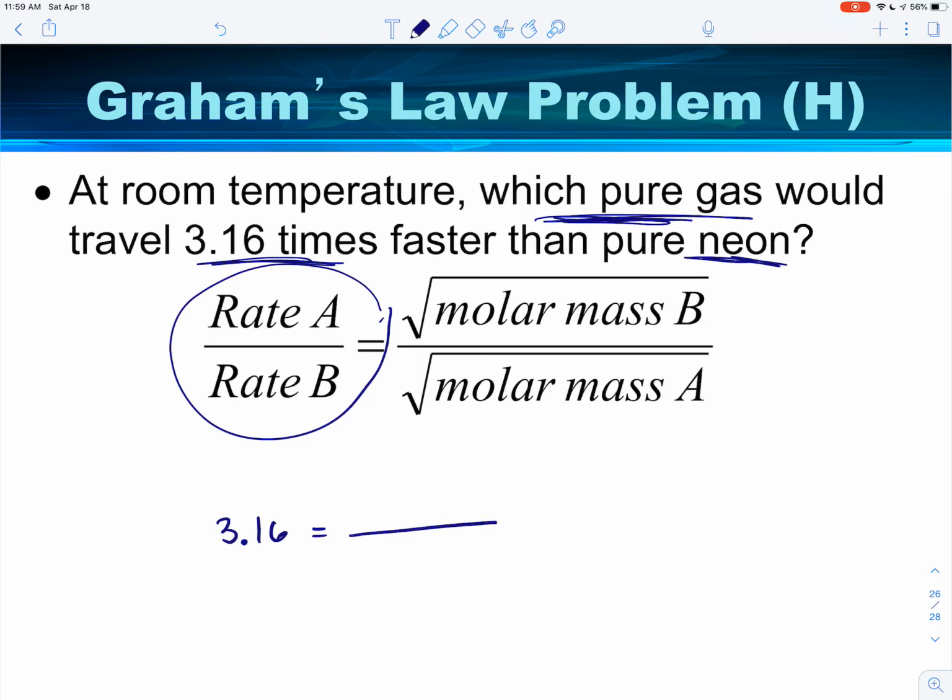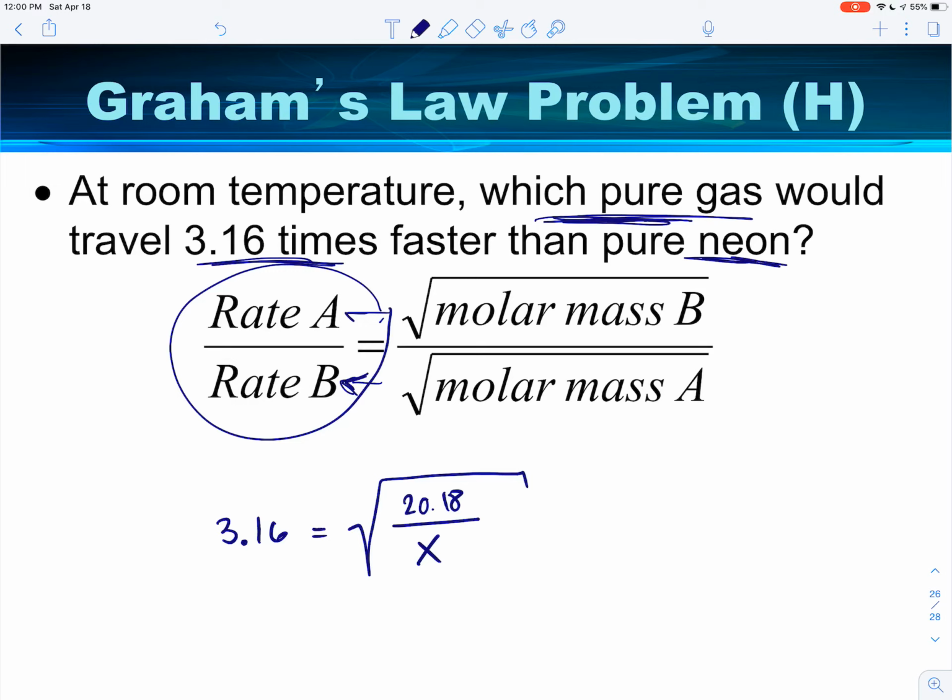Okay, so what we need to do then, let me erase that, is say which one is neon. Is A or B neon? Emily Lee? Yeah, good. We want our unknown to be the one that's faster on top, so the neon is going to be the slower one that's going to be in the bottom. So B is going to be neon. Okay, so let's think about that when we plug this in. So we're going to say the molar mass of neon is 20.18. Okay, and then our unknown's molar mass, we're going to call X.